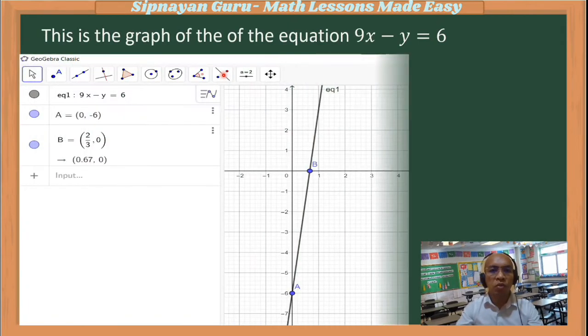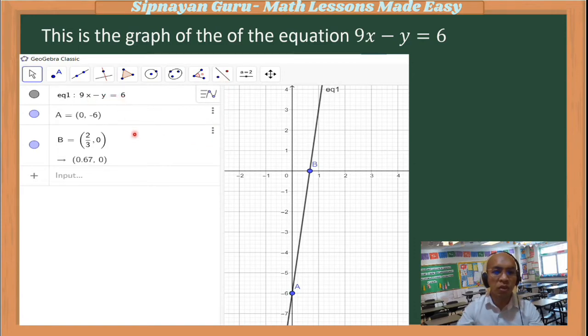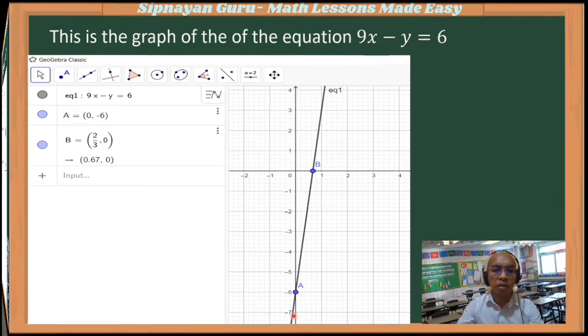So again, let's show this one through the graph. This is the equation. So our y-intercept is 0 and negative 6. Our x-intercept is 2/3 and 0. Indeed, the graph of the equation really passed through these two given intercepts.